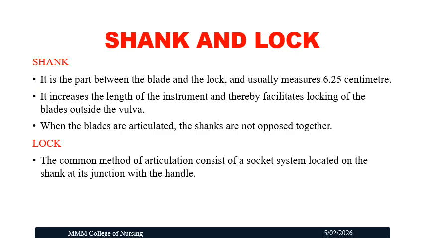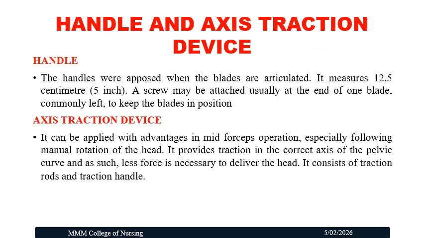Next part is shank and lock. Shank is the part between the blade and the lock and usually measures 6.25 centimeter. It increases the length of the instrument and thereby facilitates locking of the blades outside the vulva. When the blades are articulated, the shanks are not opposed together. Next is lock. The commonest method of articulation consists of a socket system located on the shank at its junction with the handle.